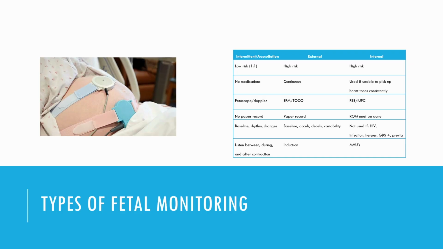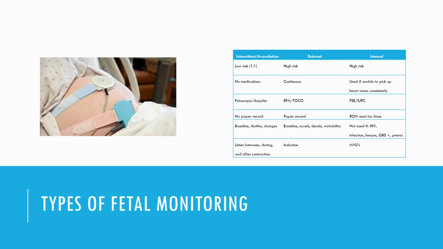When we are looking at fetal heart tones, there's a couple of different ways that we can monitor the fetus. So we have intermittent auscultation. This is where we just listen for a little bit of time, and we can use this on patients who are low risk, meaning there's no risk factors, they're term, there's no issues with the mom or the baby. We're not giving her any medications at all to induce mom.